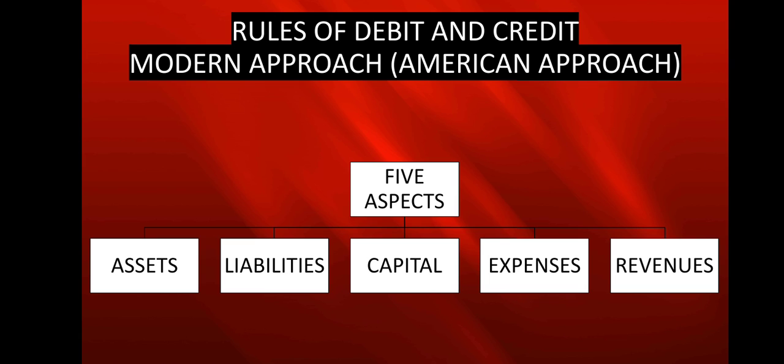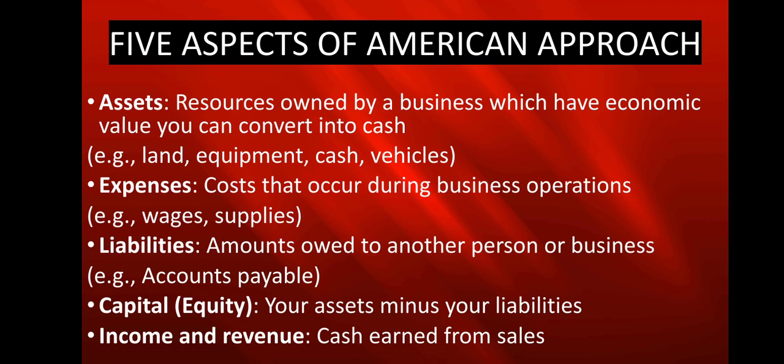We have read all this. I have just given you all simple meanings in the next slide so that you can remember these terms. Starting with assets. Assets are the economic resources owned by a business which have economic value that you can convert into cash. They are the most important economic resources needed in a business for its operation. What could be the examples of assets? Land, equipment, cash, vehicles. All these are the assets of the business.